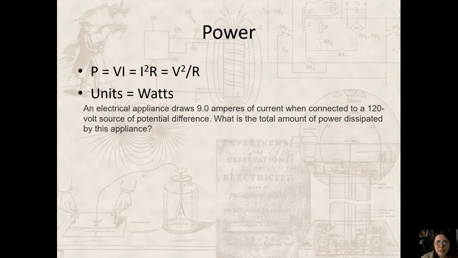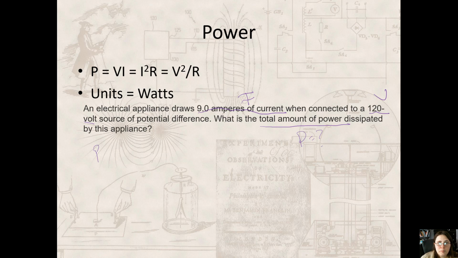It says an electrical appliance draws 9 amperes of current. So this is current. When connected to a 120 volt source of potential difference. So that's potential difference. What is the total amount of power dissipated by this appliance?